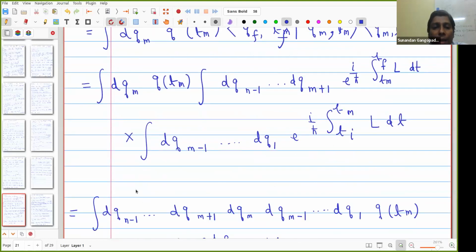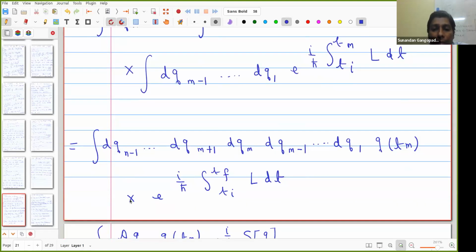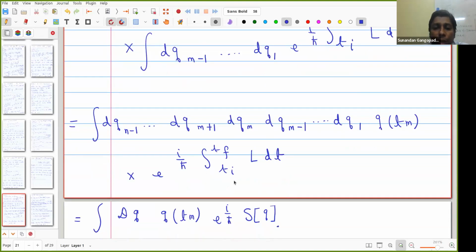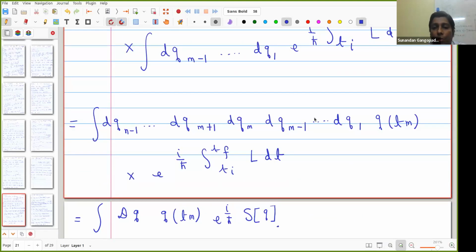Now this you can combine nicely. You can write all these integrals separately. So it becomes dq_{n-1} to dq_{m+1}, then dq_m comes, then dq_{m-1} to dq_1. And then you have q at tm, and then this multiplied by e to the power of i/ħ integral Ti to Tf of L dt. Because you can combine these two exponents in the following form. This is an integral from Ti to Tm, then Tm to Tf. So you can combine these two exponents into a single exponent where the time integral runs from Ti to Tf. So you have this result.